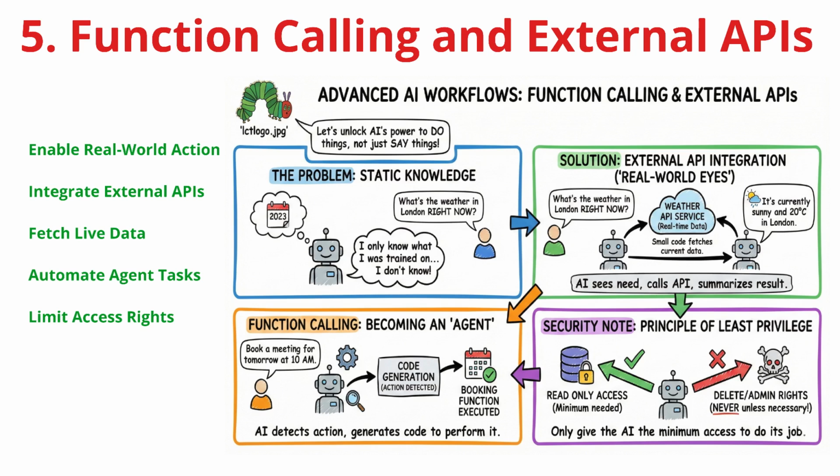Function calling takes this a step further, turning the model into an agent. It can detect when you want to execute a task, like booking a meeting, and generate the code to actually make it happen. However, always remember security. Follow the principle of least privilege. Only give the AI the minimum access it needs to do the job.